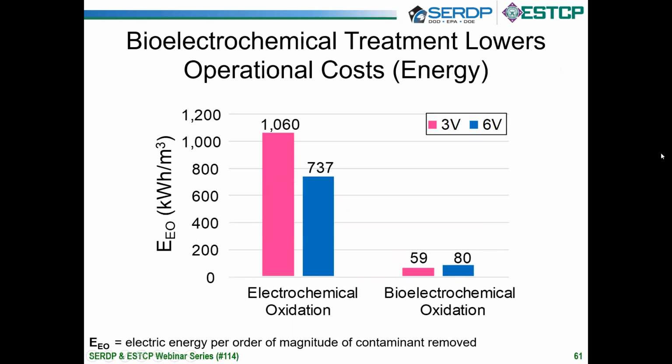Major operational cost here is quantified as an EEO, or the electric energy per order of magnitude of contaminant removed. And again, under electrochemical conditions, you can see that actually at 6 volts, we use less energy per 1,4-dioxane unit removed, and that's just because it's much more effective for 1,4-dioxane oxidation. With the bioelectrochemical oxidation, it reverses a little bit. The lower potential seems to consume a little less energy, but the difference is not very strong. But again, when you compare electrochemical with augmented bioelectrochemical oxidation, we're lowering the operational cost again by about an order of magnitude.